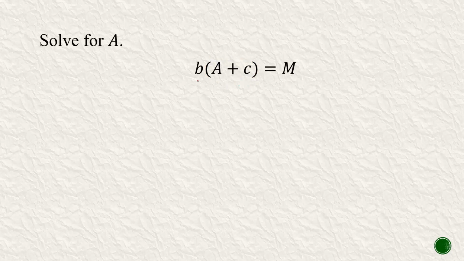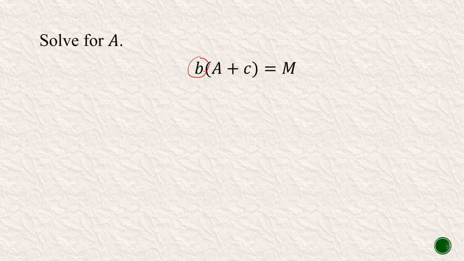Okay, now think about this. B and the parenthesis, what's the operation between those two? You see, there's no plus or minus between the B and the open parenthesis, meaning the operation between that is multiplication. So if I read this, it means B times the sum of A plus C. So it's multiplication. So we want to remove this B.